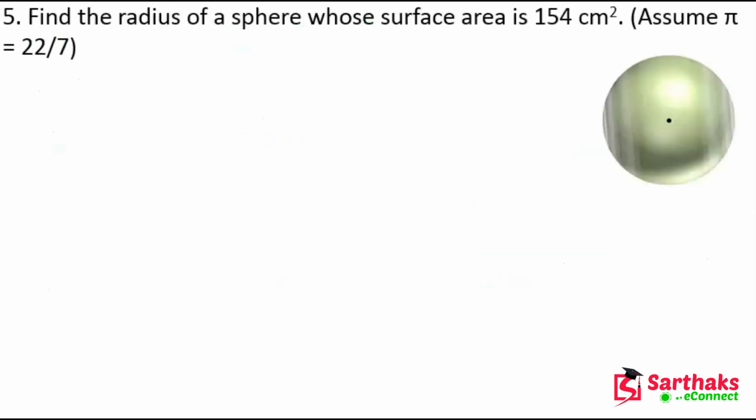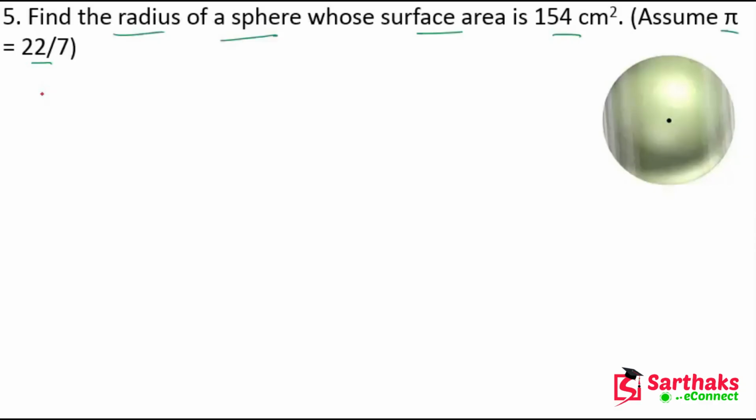Yes, so the next question here is, you can see, find the radius of a sphere whose surface area is 154 centimeter square. Now we have to find the radius of a sphere, and we have to assume pi is equals to 22 upon 7. Okay, I hope you get this point.